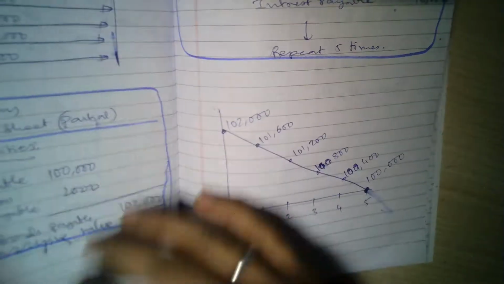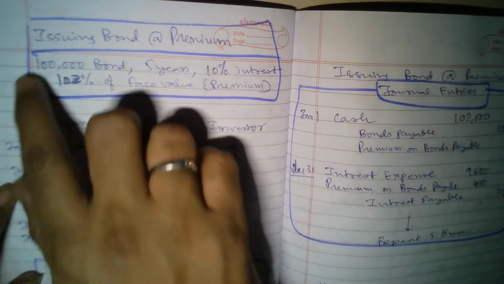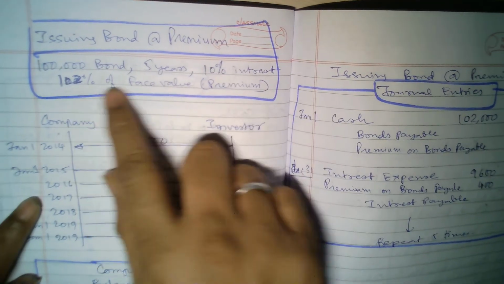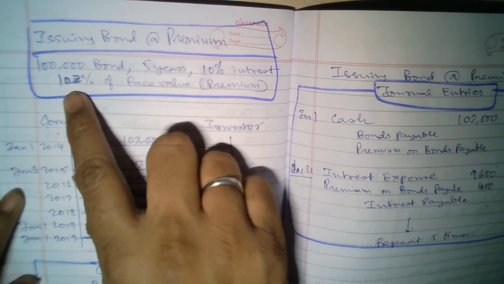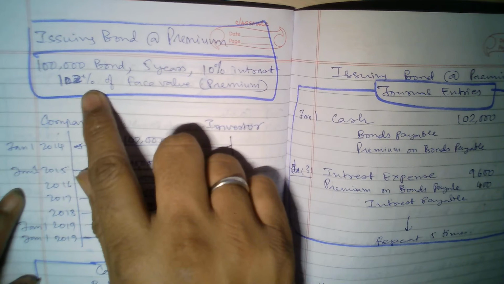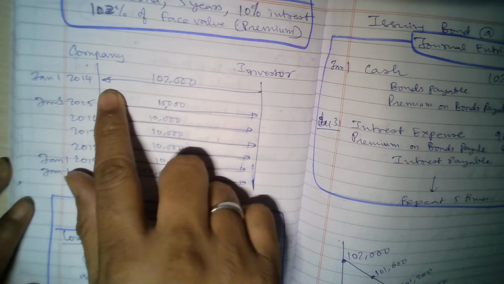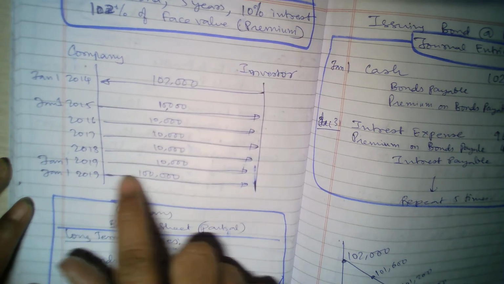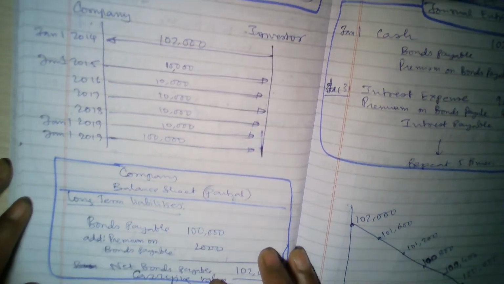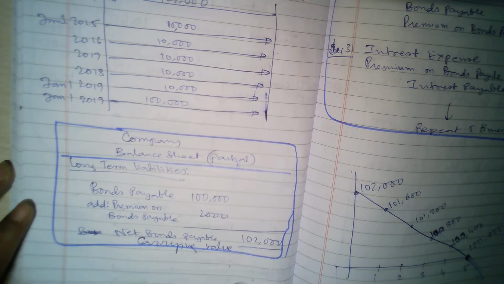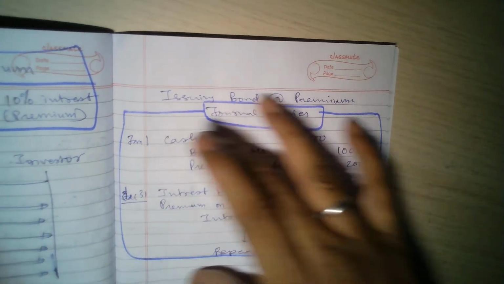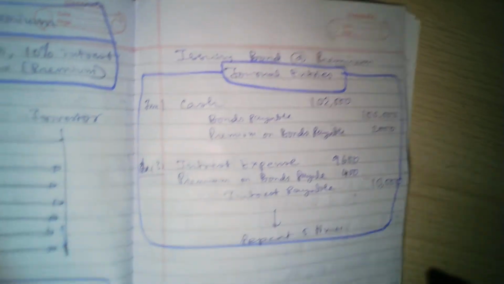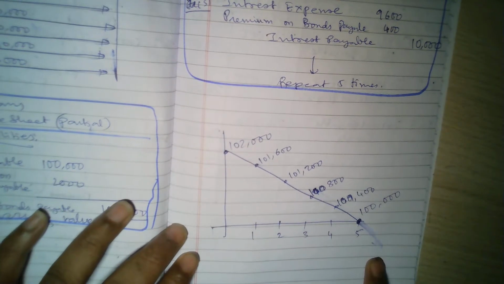Similarly, now coming to issuing a bond at a premium. Instead of 100% of face value, here it is 101 or 102% of the face value. In that case, the investor pays more and receives the same amount as in the earlier case. This is how it is recorded in the balance sheet, and this is how the transactions are recorded in the journal entries. And this is how the amortization happens.